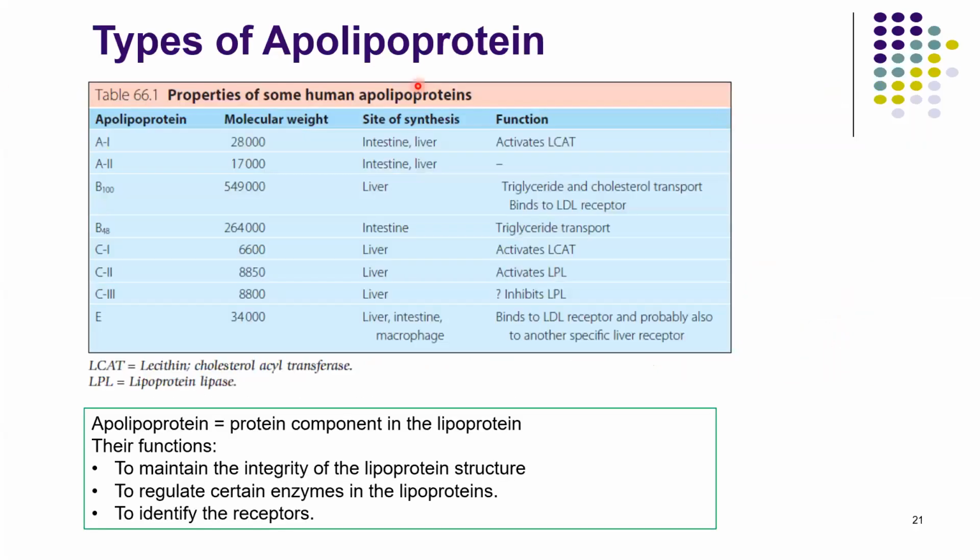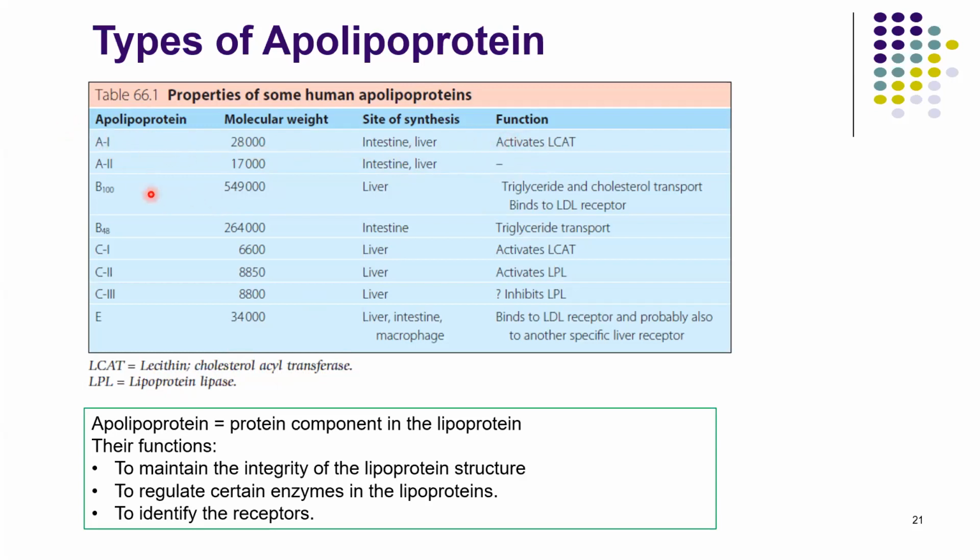Now, types of apolipoprotein, as we mentioned, A1 and A2 are within the HDL. A1 is the good one because it activates LCAT, lecithin cholesterol acyltransferase, where they transfer the cholesterol to the liver. So A1 is the good one.